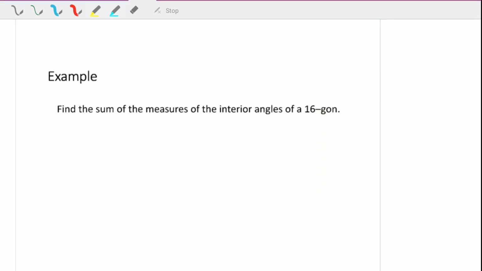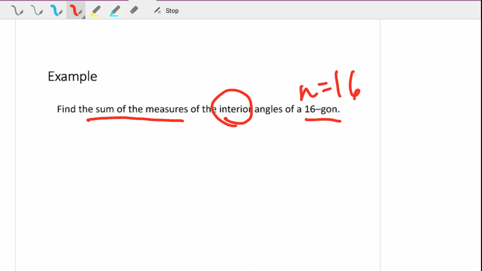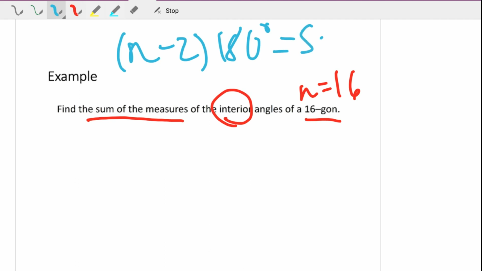So the problem is asking you, find the sum of the measures of the interior angles. That is sort of your telltale sign to use the equation, of a 16-gon. Notice how I'm actually giving you n equals 16 here by just calling it a 16-gon. I am not going to tell you every single time in the problem what n is equal to. You need to be able to read the problem and see which one it is. So if we recall, our equation is n minus 2 times 180 degrees, and that is equal to the sum of interior angles. So all I have to do is plug that in.